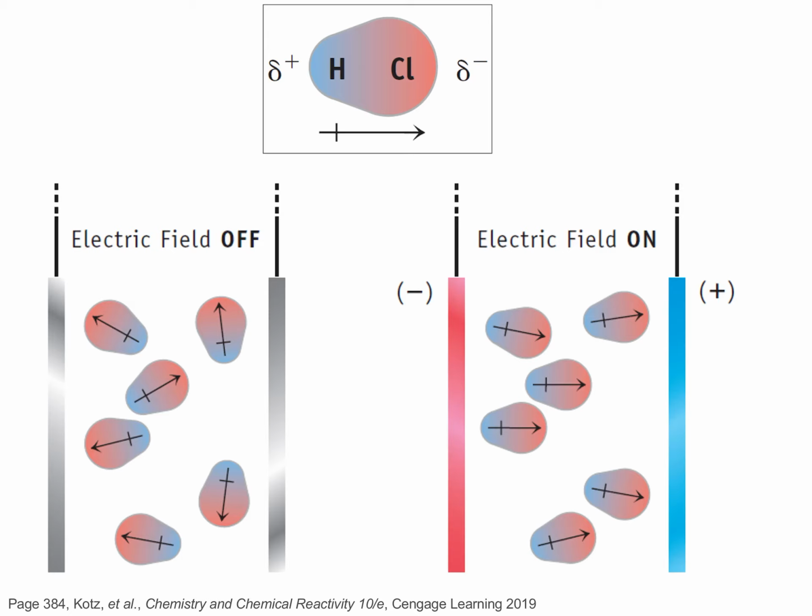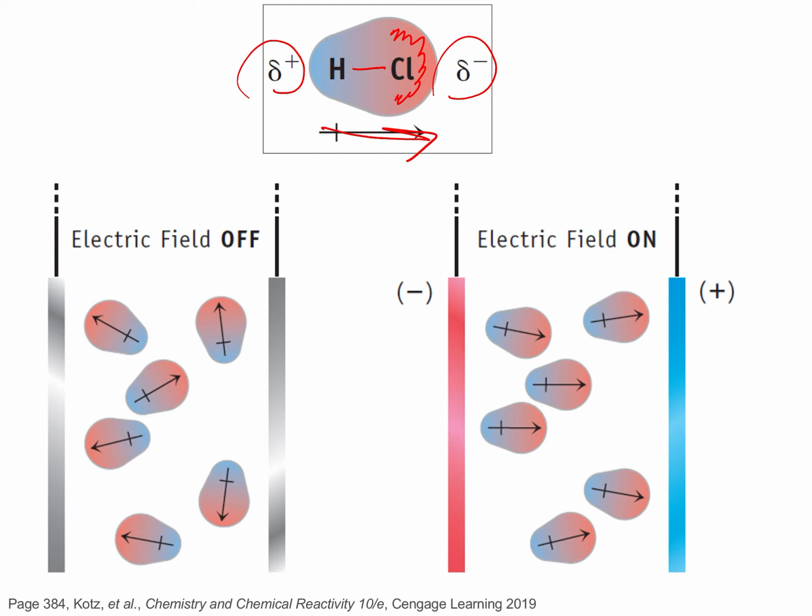So if we have something like HCl, HCl definitely has a polar bond between the H and the Cl. And again, the electrons are spending more of their time over with the chlorine because it's more electronegative, so you have a partial negative charge here and a partial positive charge on the hydrogen, and we draw the arrow in the direction of the chlorine.